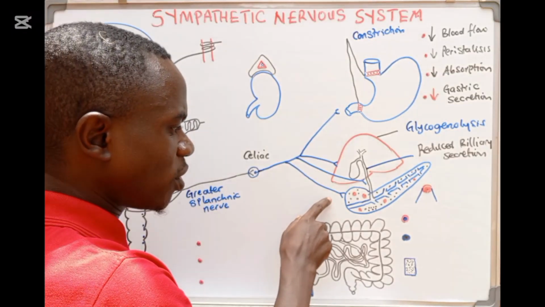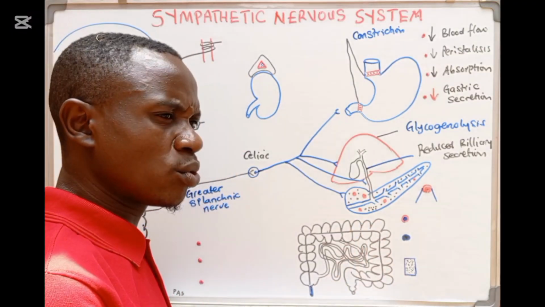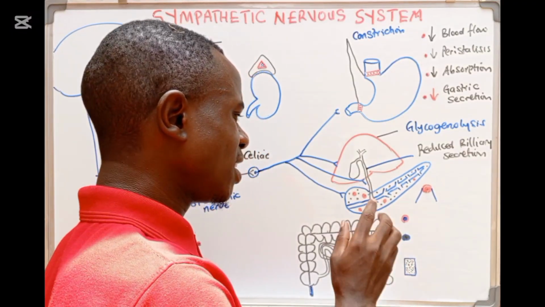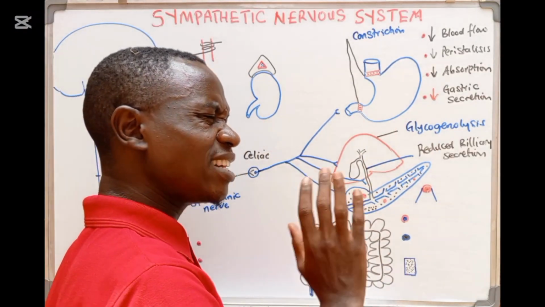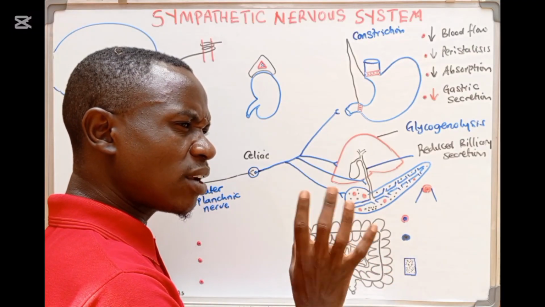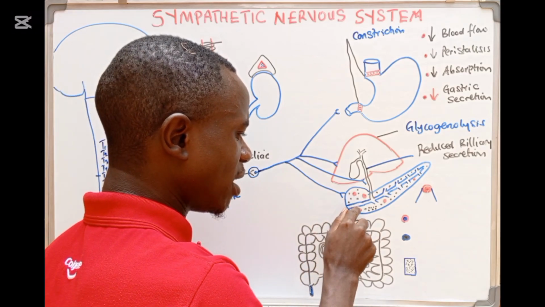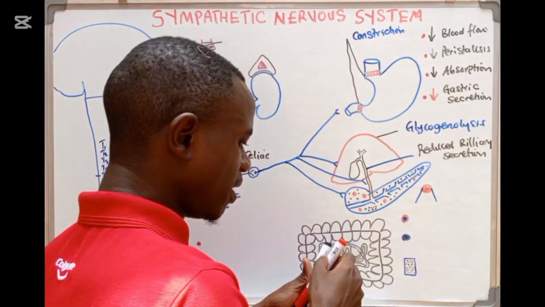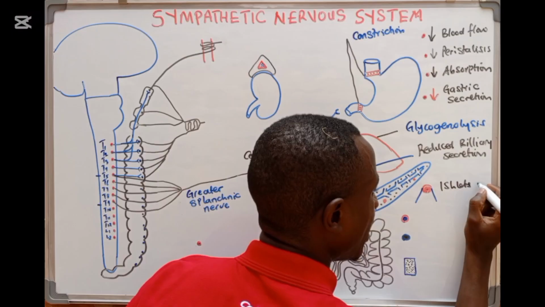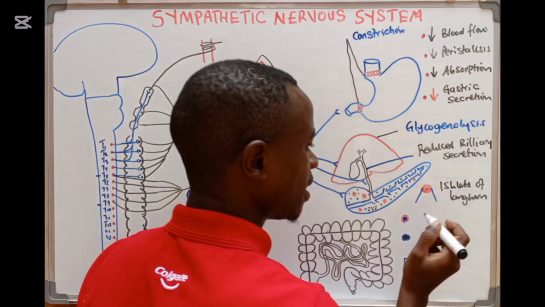So now, what's going to be the effect on the pancreas? The pancreas has two kinds of tissues. One constitutes the bigger percentage, approximately 90%. And then we also have small tissues which are very, very few. See these red tissues, which are very few. These tissues are called the islets of Langerhans.